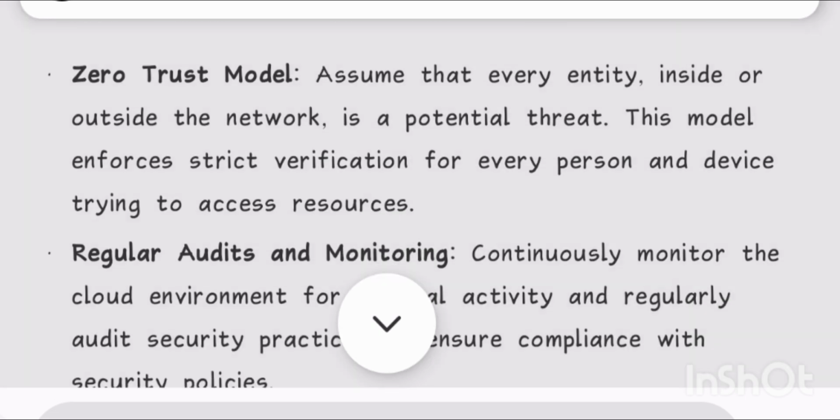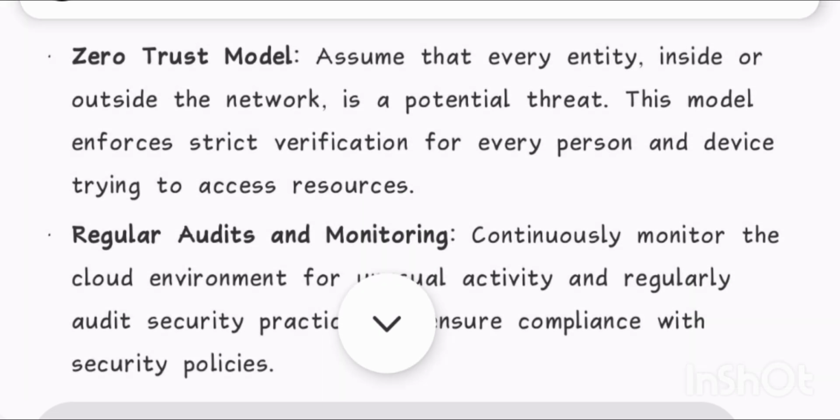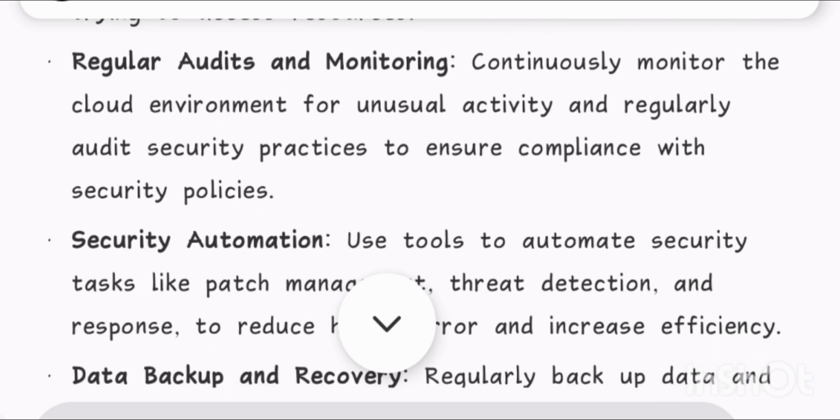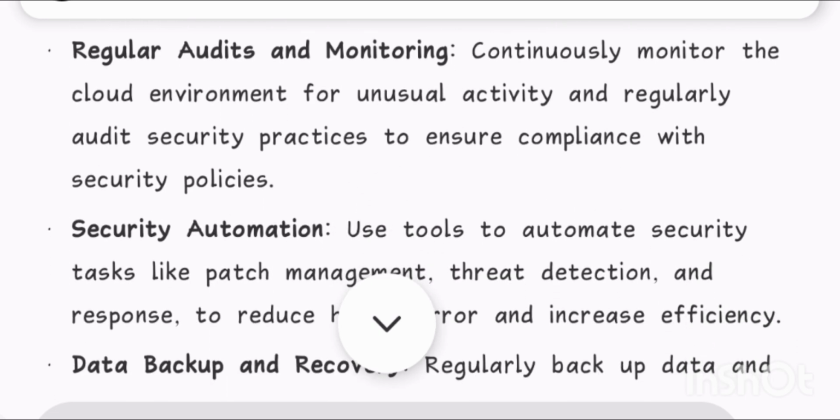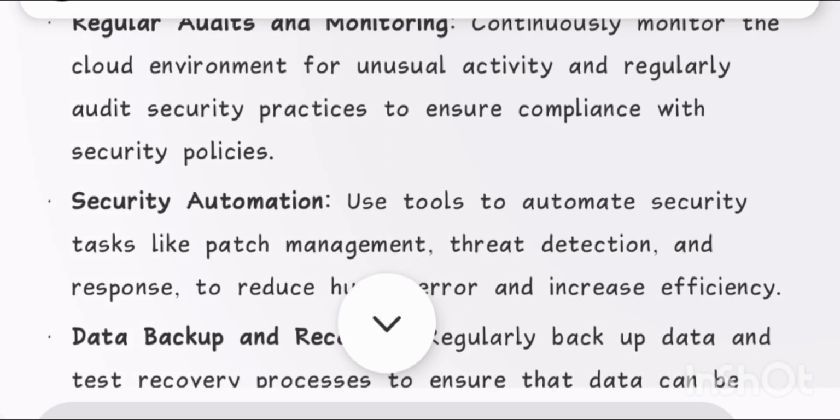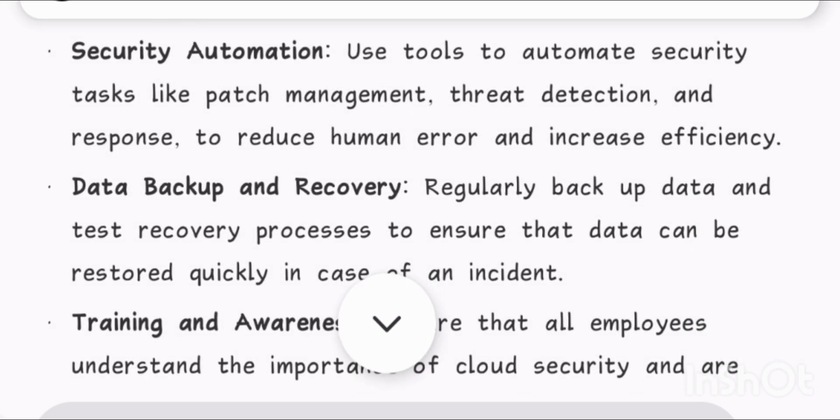Zero trust model: assume that every entity inside or outside the network is a potential threat. This model enforces strict verification for every person and device trying to access resources. Regular audits and monitoring: continuously monitor the cloud environment for unusual activity and regularly audit security practices to ensure compliance with security policies. Security automation: use tools to automate security tasks like patch management, threat detection, and response to reduce human error and increase efficiency.